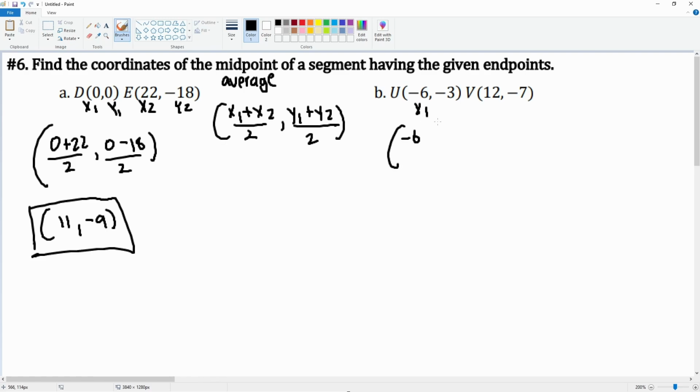We apply the same thing here for point U and point V. X1 here is negative 6. X2 here, it is 12. Add those together, divide that by 2. Negative 3 is your Y1. And your Y2 here is negative 7, divided by 2.